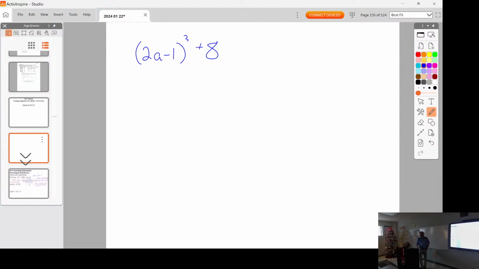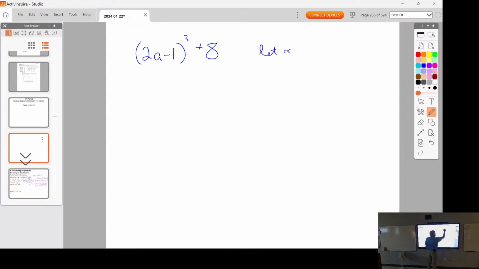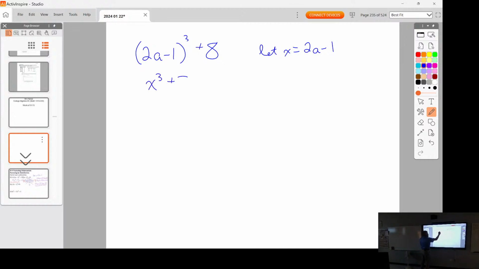It is a sum of cubes. Can we do the same substitution on this one? Yeah, same substitution. Let x equal 2a minus 1. So that gives me x cubed plus 8. And Parker said this is a sum of cubes.